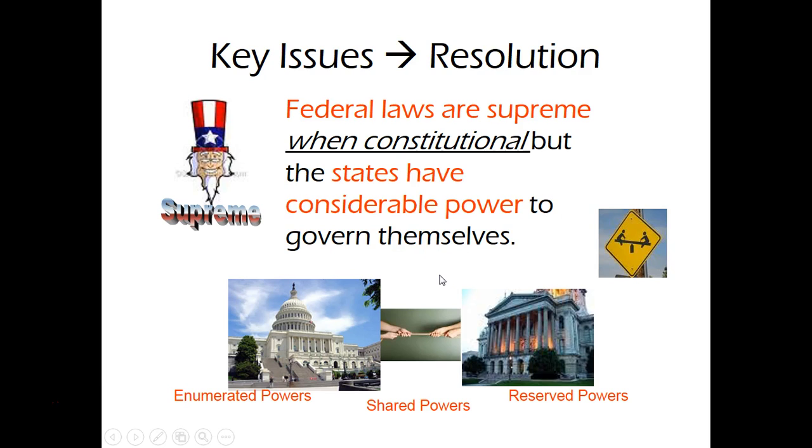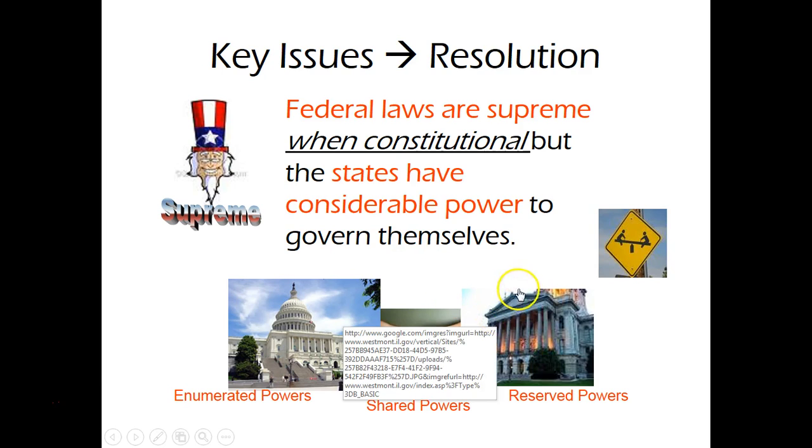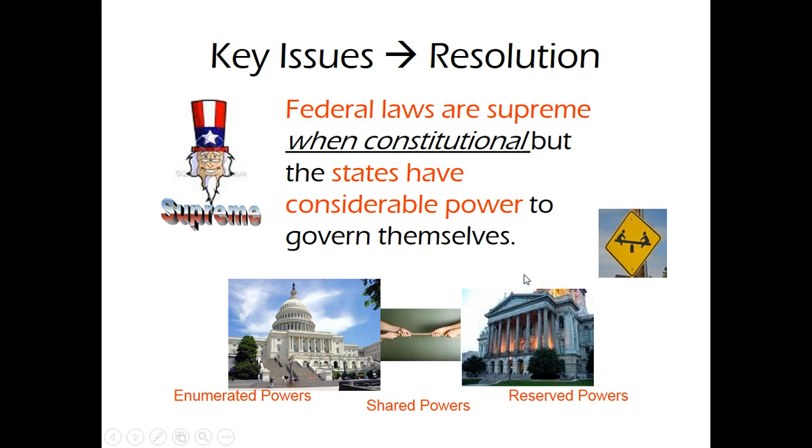And in any kind of situation where there's a dispute between states or between the state government and the federal government, the federal law is going to be supreme when constitutional.